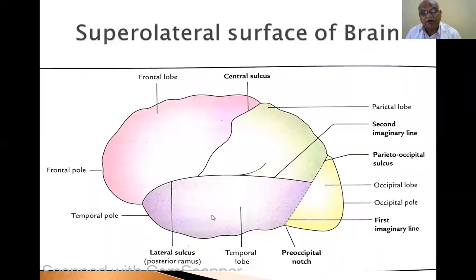Now this is the frontal pole, this is the occipital pole, and the temporal lobe projects inferomedially as the temporal pole. Frontal pole, occipital pole, temporal pole. Frontal lobe, parietal lobe, occipital lobe, temporal lobe, and the fifth lobe, the hidden lobe, is present here. To see the fifth lobe, you have to remove something here. Where I am pointing the cursor, if you remove something here, you will find the fifth lobe. I will show you where it is present.